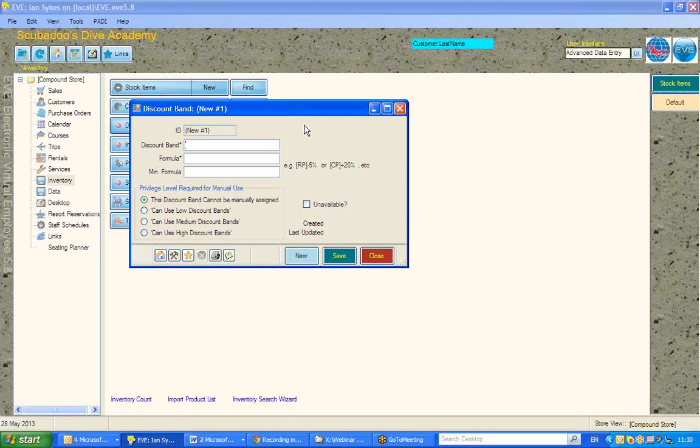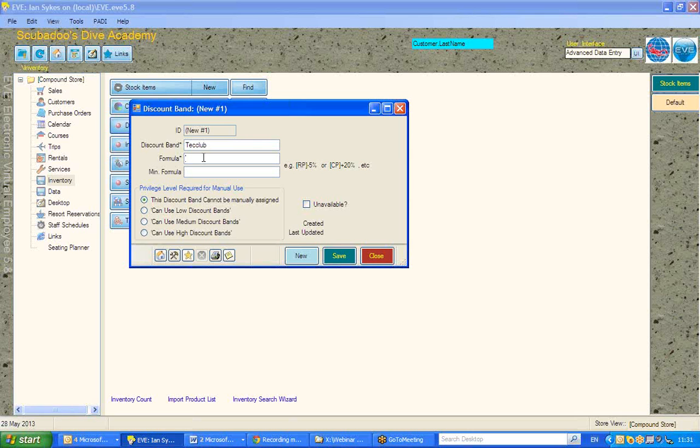And before you panic about a word like formula appearing in your life, don't worry, it's really just plus something or minus something. So I'm going to call this discount band one that I would like to use perhaps for my tech club. You can, of course, just call it something such as 20% off. Name is yours. Formula: I have two possibilities here, two start points. One is the retail price and one is the cost price.